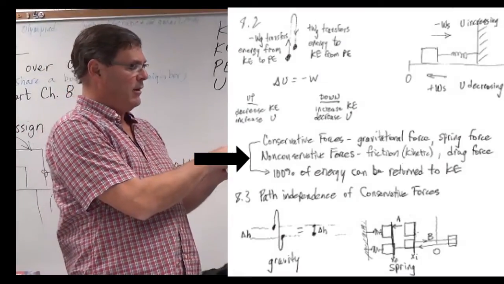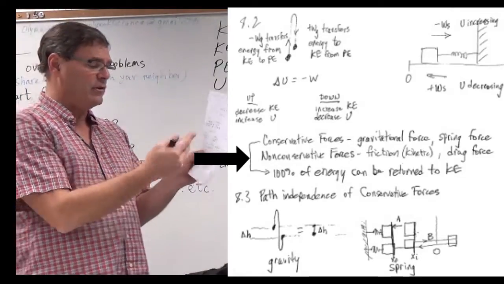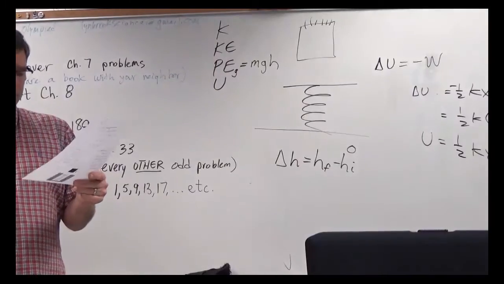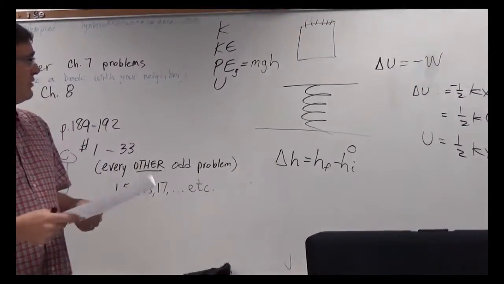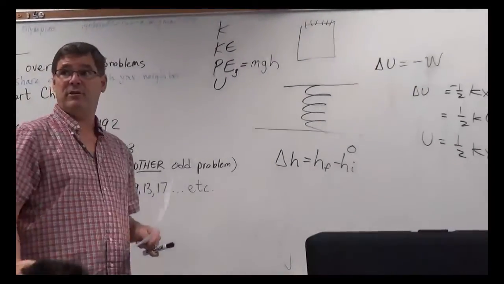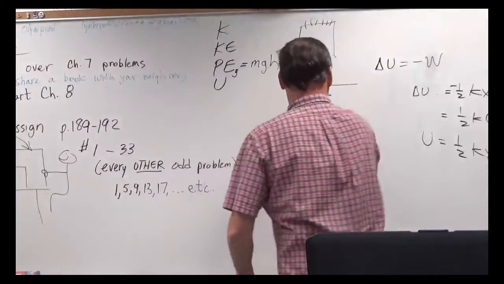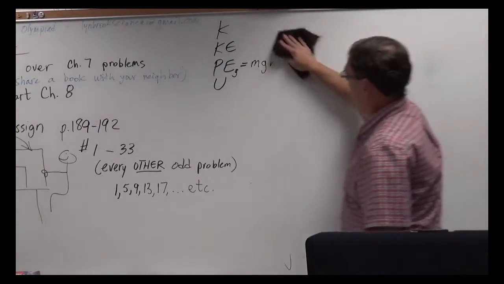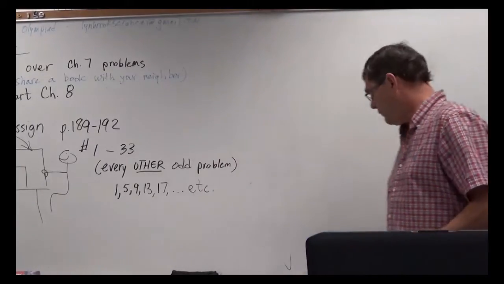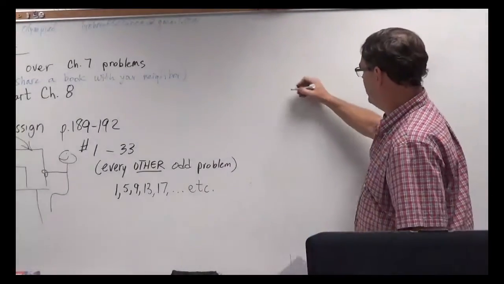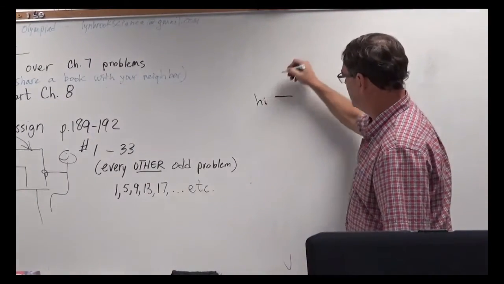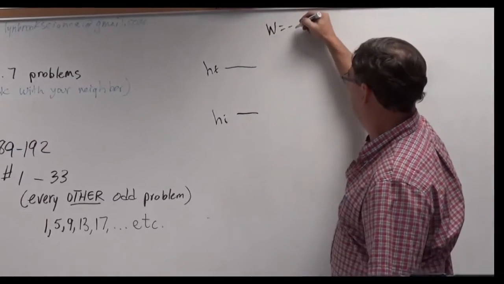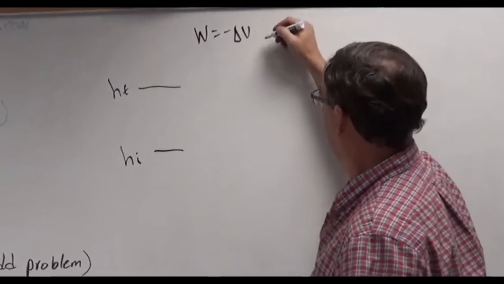And you see I've made a note there. For conservative forces, 100% of the energy can be returned to KE from the PE. Okay? And when that is true, it turns out the path that an object takes from one point to another doesn't matter; all that matters is where it started and where it ended, for how much work is done. We call it path independent for conservative forces, because if I go from this initial height to this final height, I know that the work I did is equal to the negative change in potential.